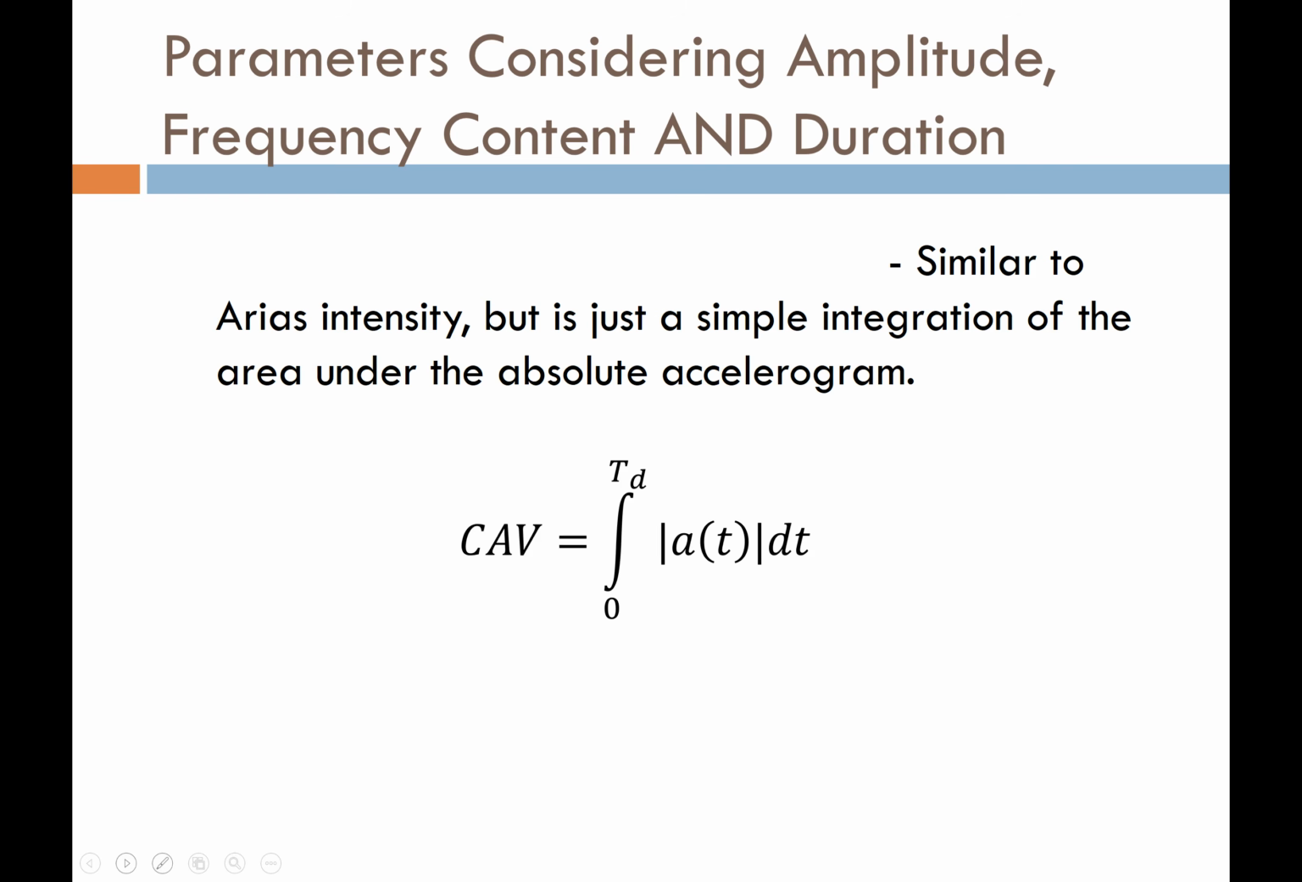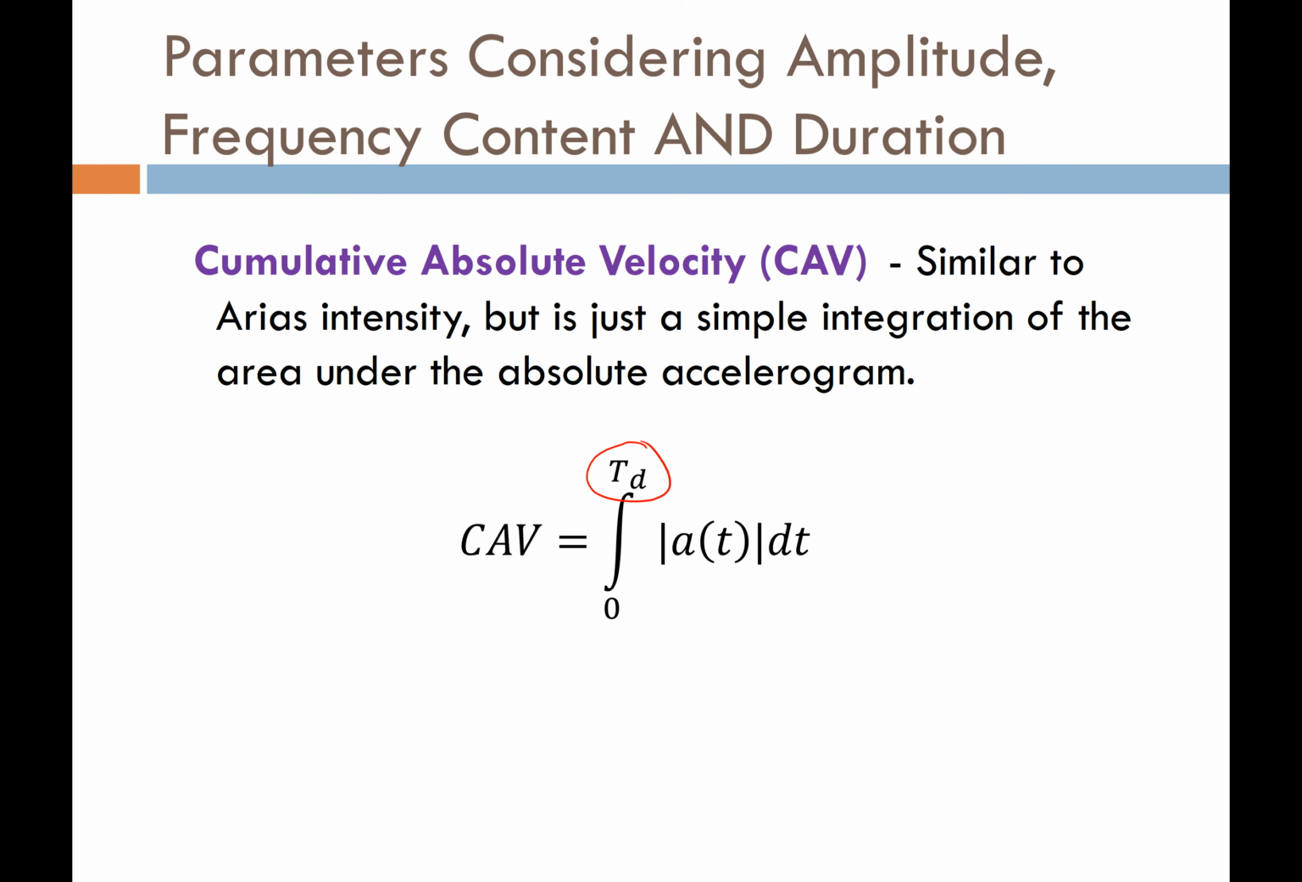Okay, there's another parameter called the cumulative absolute velocity, or CAV. This is similar to the Arias intensity, but it's just a simple integration of the area under the absolute accelerogram, and we're only going to integrate in the bracketed duration. So instead of squaring the acceleration to get rid of the negatives, we're just going to take the absolute value of the acceleration time history.